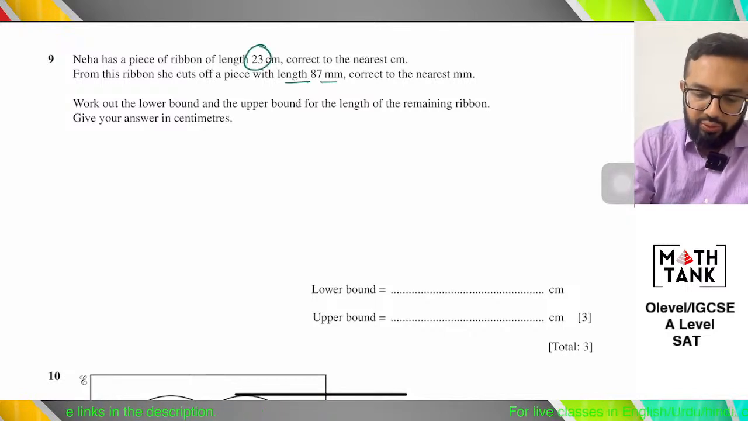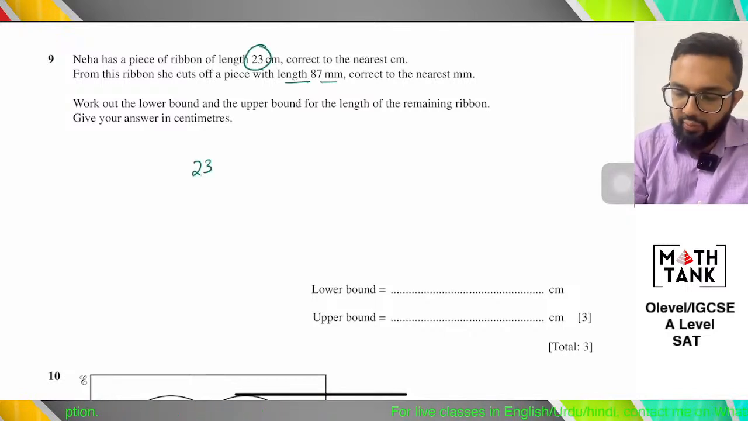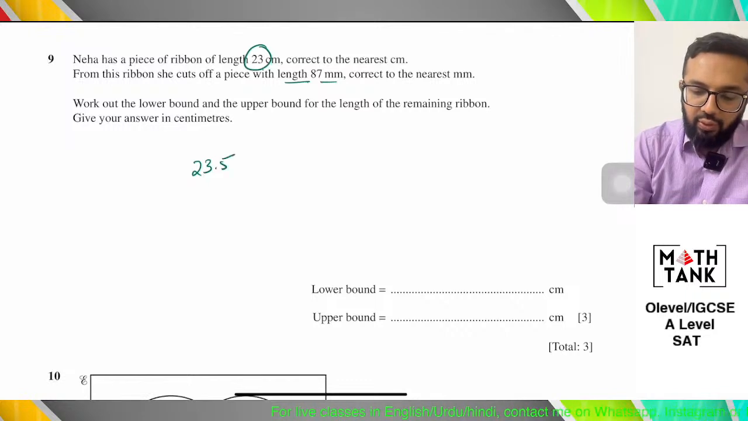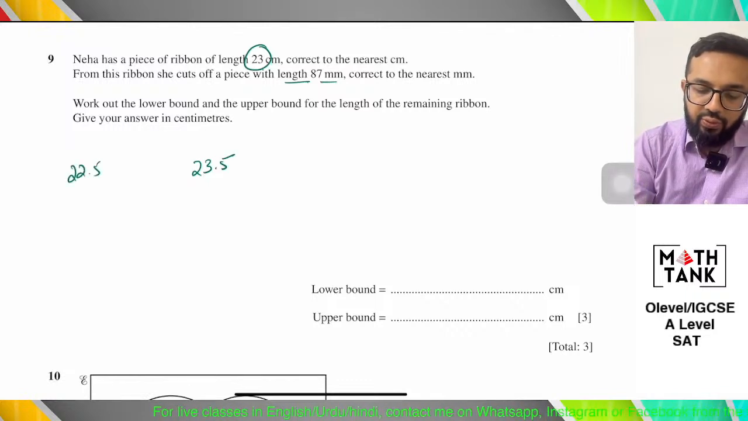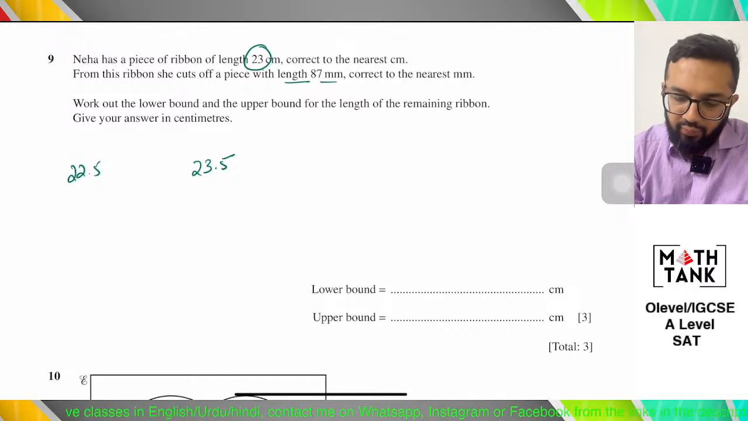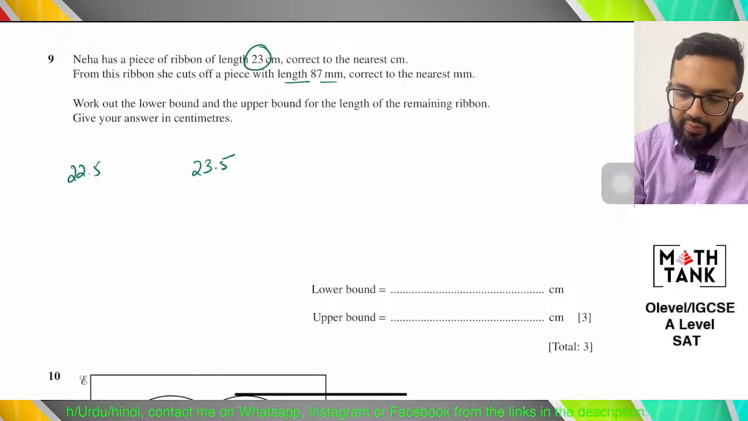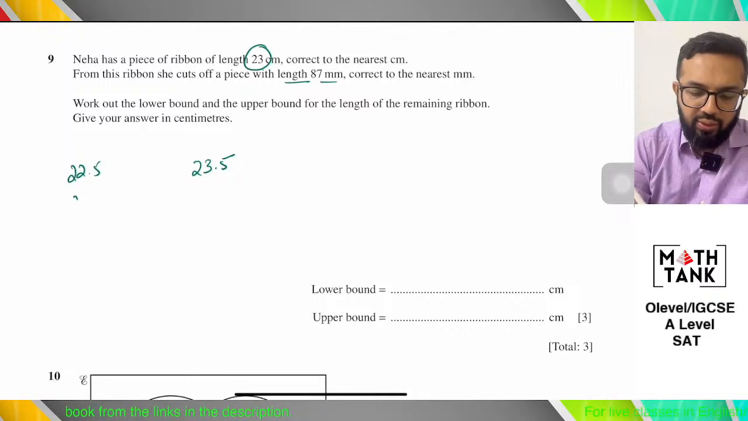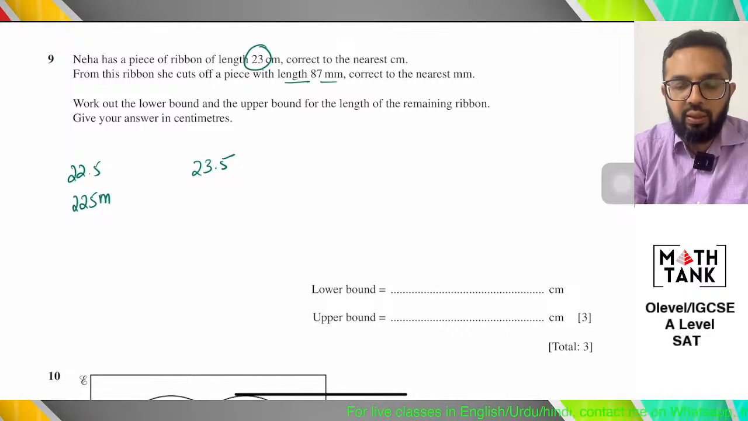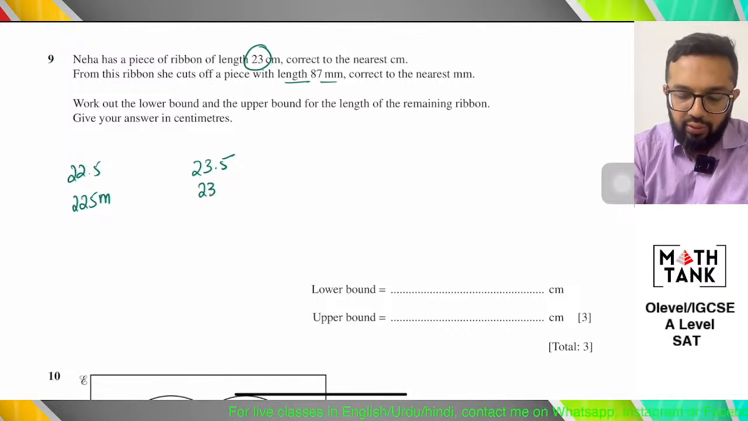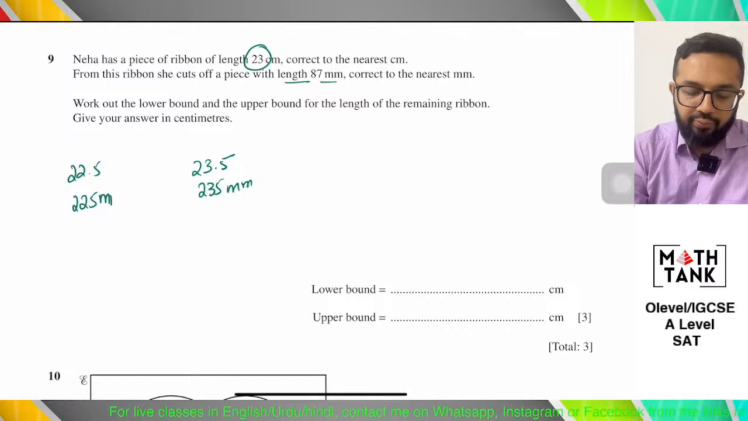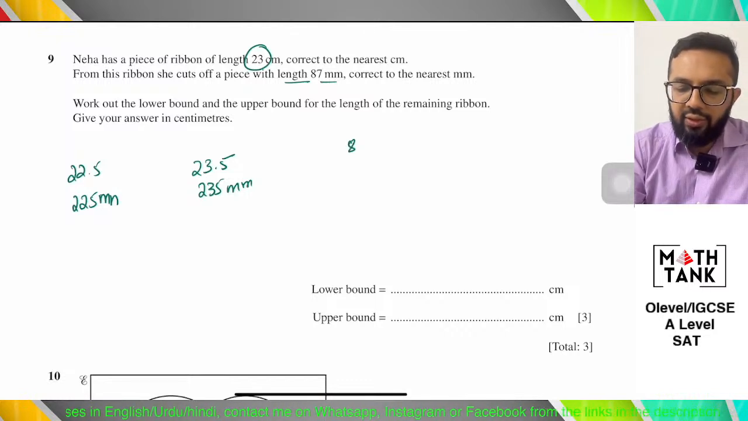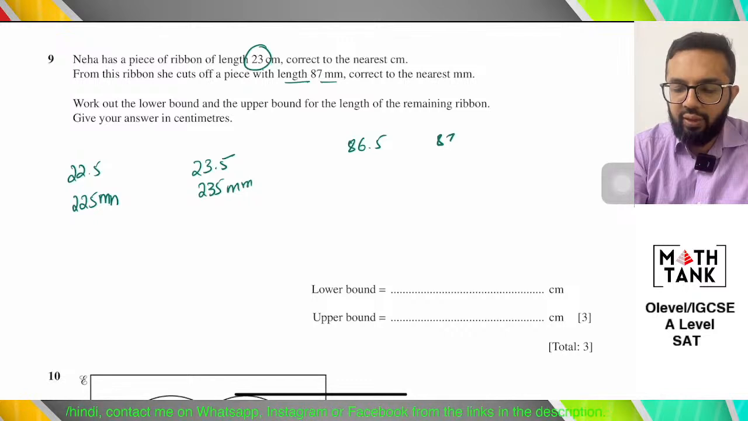So what is the longest ribbon that I have? I have 23.5 as the longest ribbon and 22.5 as the shortest ribbon. From this ribbon she cuts off a piece with a length of 87 millimeters. Since the other quantity is in millimeters, I will need to change this to millimeters. That's 225 millimeters, and 235 millimeters, since 1 centimeter is 10 millimeters. Then the length that I've cut is either 86.5 or 87.5.